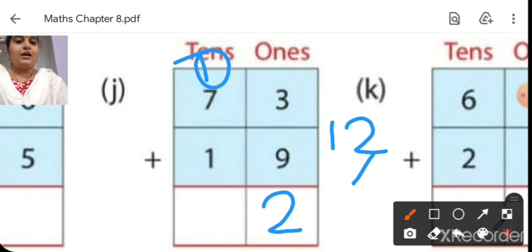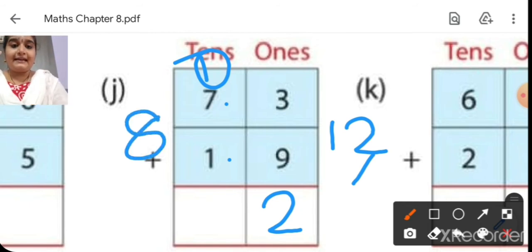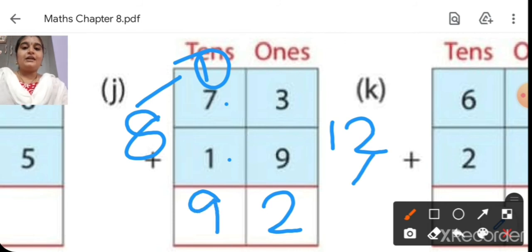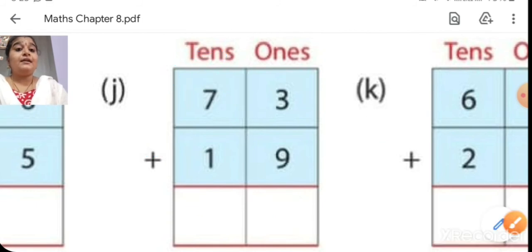Okay? Now, we are going to add 7 and 1. 7 in the mind, 1 in the finger. After 7, 8. Okay. After adding 8, we will add this with the carry forward number, right? 8 in the mind, 1 in the finger. After 8, 9. So what is the answer? 92. Okay, children? You all understood? Yes. Next one.